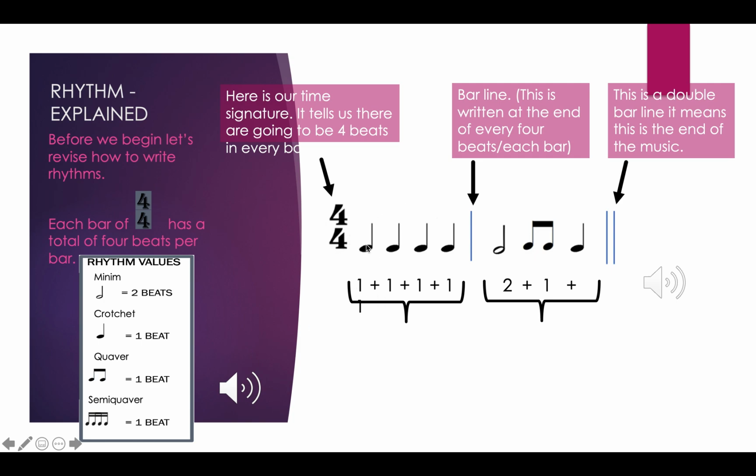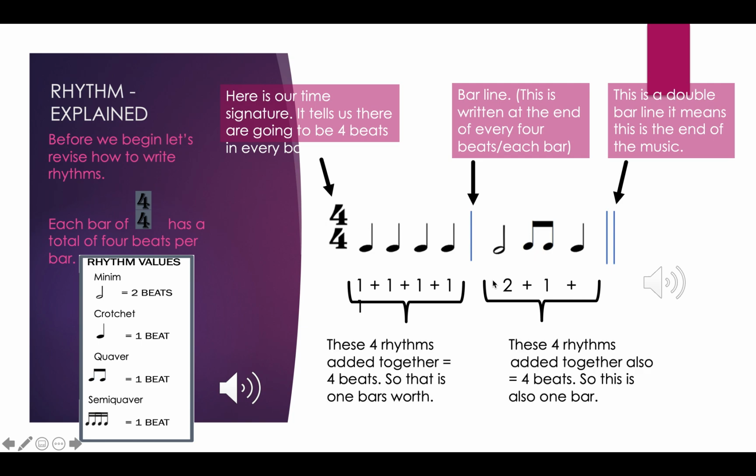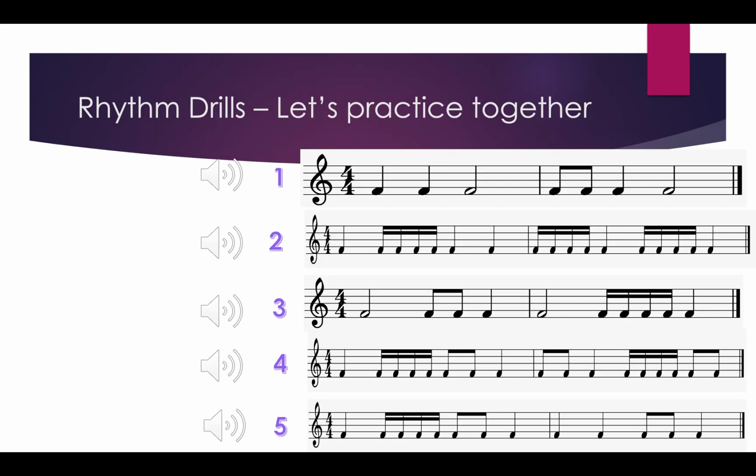Here is our 4/4. 1, 2, 3, 4 crotchets, that's 4 beats, bar line. But here we have a combination of different rhythms. 1, 2 for the minim is worth 2 beats. 2 quavers together equals 1 beat, and 1 crotchet equals 1 beat. So it's 2 plus 1 plus 1, which equals 4 beats. 4/4 done. Okay, so that is 2 bars of 4/4.